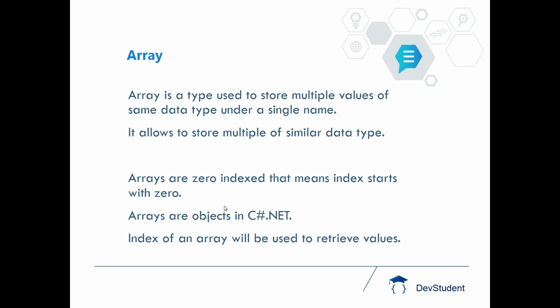Earlier, we used to store values inside a variable. A variable is used to store a single value of a specific type. But if you want to store multiple values under a single name, you can use a concept called array, where you can store multiple values but of similar data type.